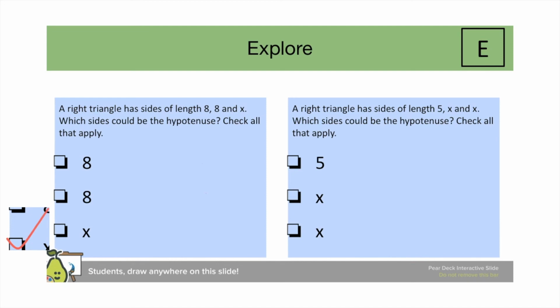A right triangle has side lengths of 5x and x. Which sides could be the hypotenuse? Check all that apply. The hypotenuse has to be 5, assuming that x has a value less than 5.